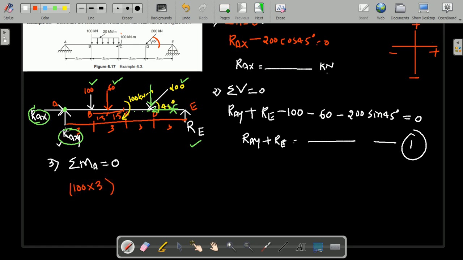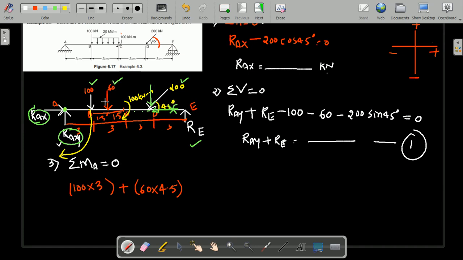And what is the direction? The direction of the 100 kilonewton about point A: whether it is clockwise or anti-clockwise? Just observe in the figure. 100 is a force, and the point is here. If you want to reach this point, the 100 should come in this direction, that is clockwise. Therefore, 100 into 3 moving in the clockwise direction is positive.